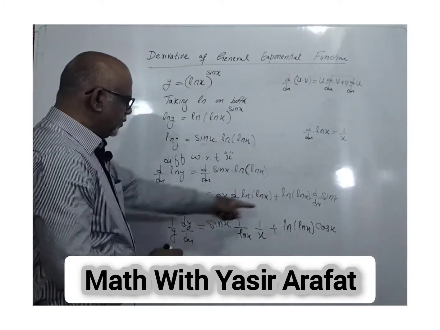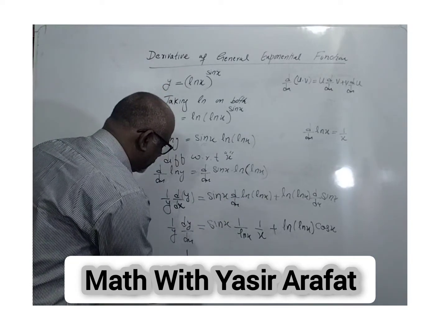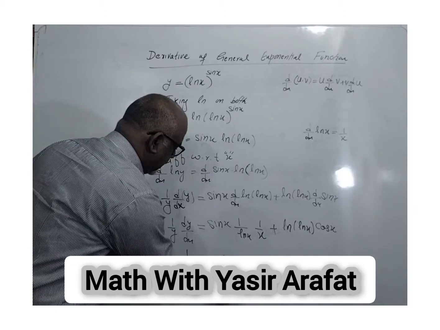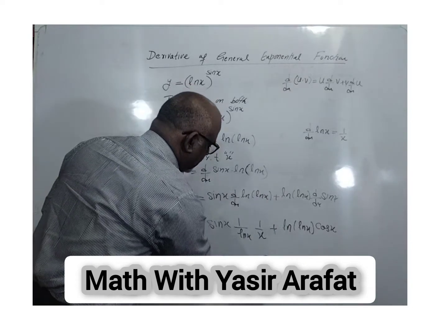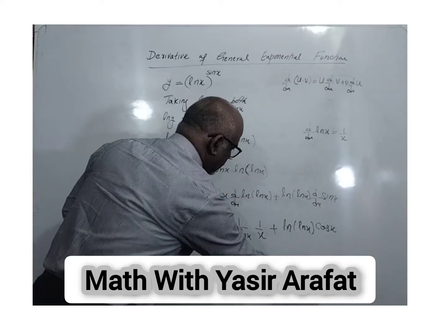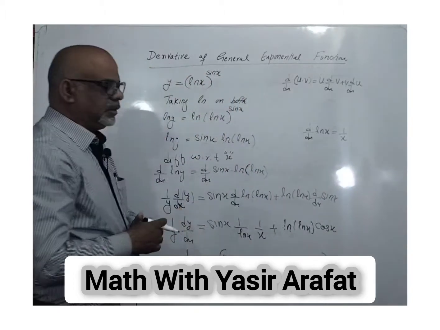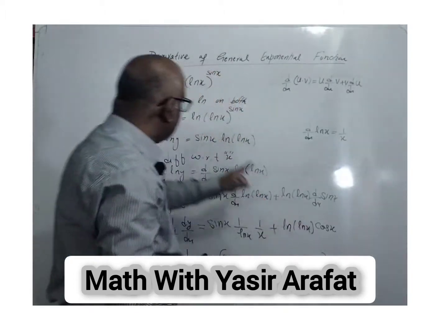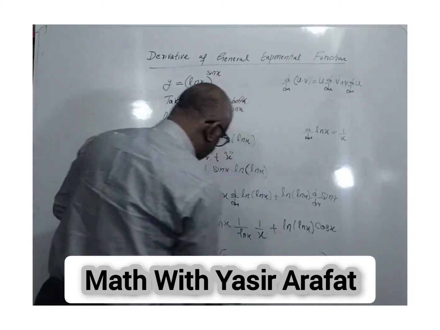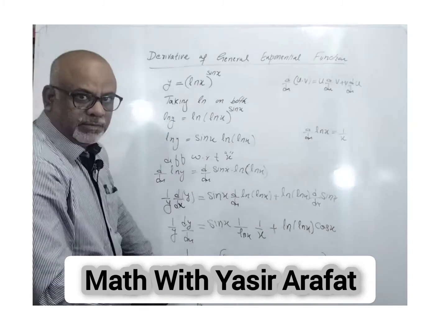So we have to shift this y to the right hand side. So this is sin x divided by x into ln x, plus cos x into ln of ln x, into y. So we have to put the value of y, that is equals to ln x power sin x. So just we have to put the value of y here. So this is dy upon dx.